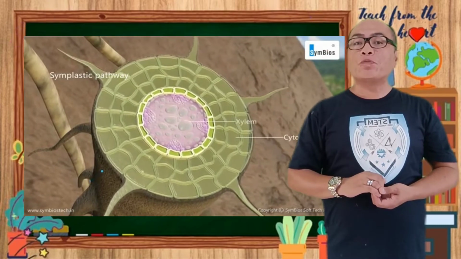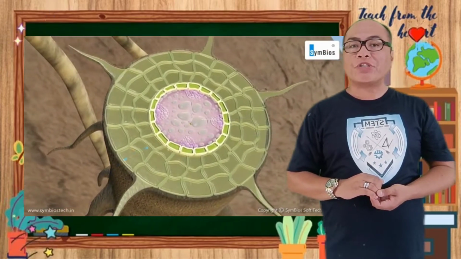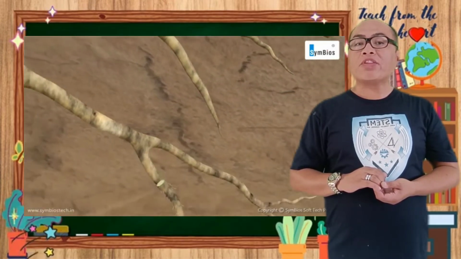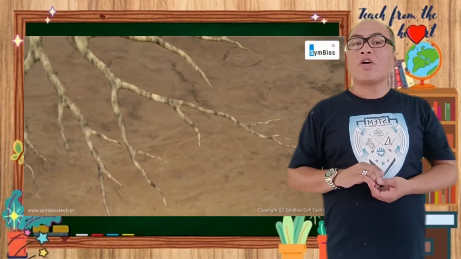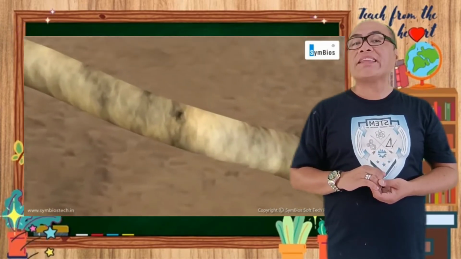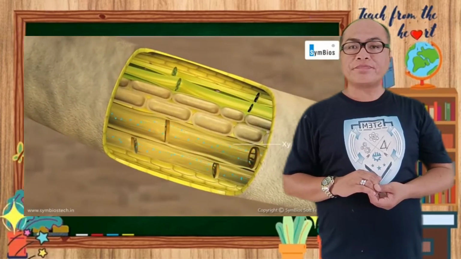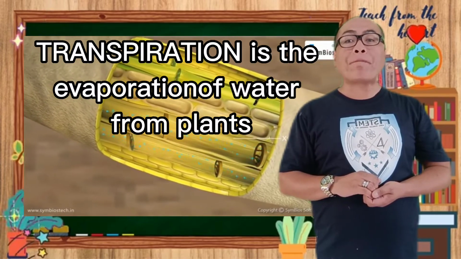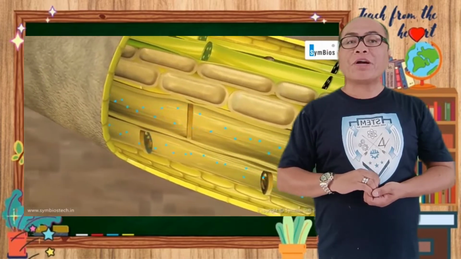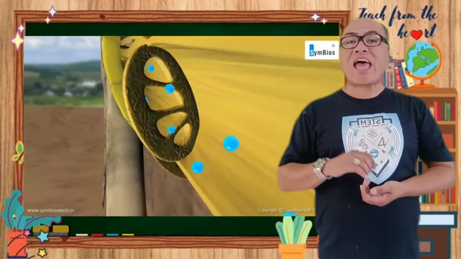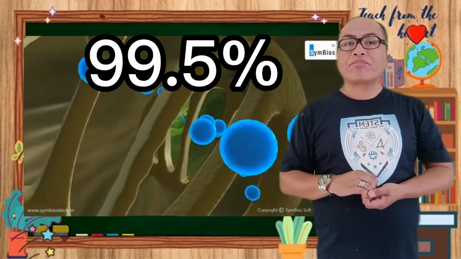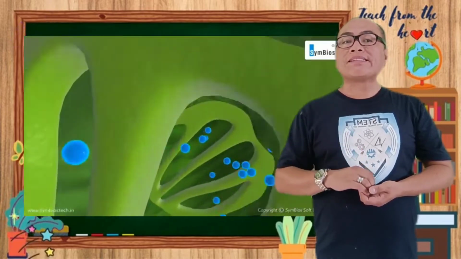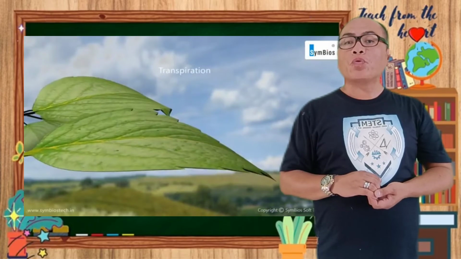Both of these conducting tubes run across the plant structure. However, the arrangement of vascular bundle varies depending on whether it is a stem, leaf, or root, or if the plant is classified as monocot or dicot. According to Biology Dictionary, transpiration is the evaporation of water from plants. Most of the water absorbed by the roots of a plant, as much as 99.5%, is not used for growth or metabolism. It is excess water and it leaves the plant through transpiration.